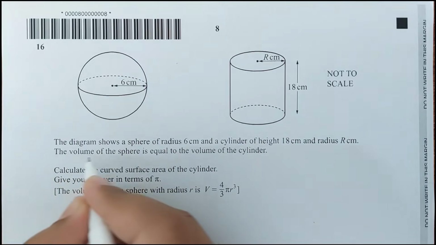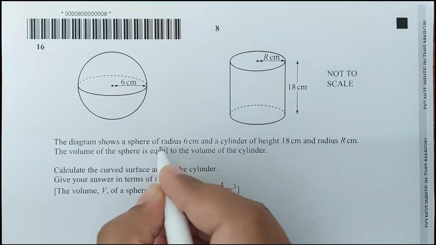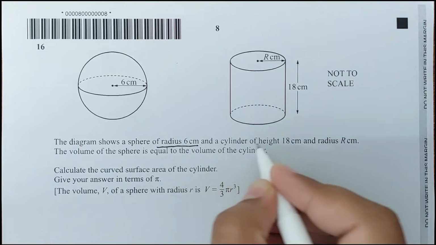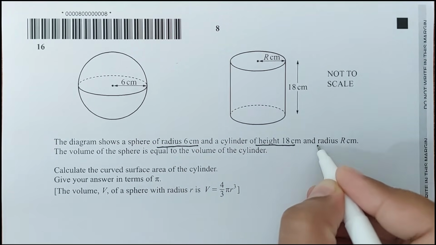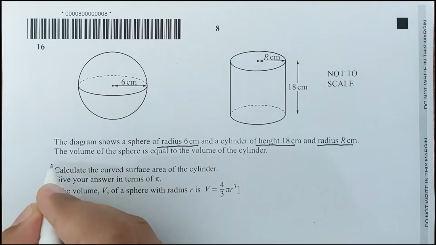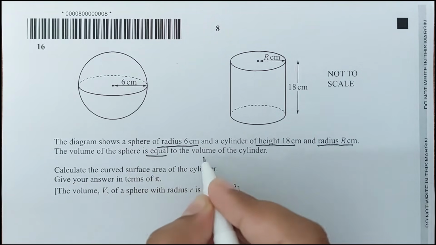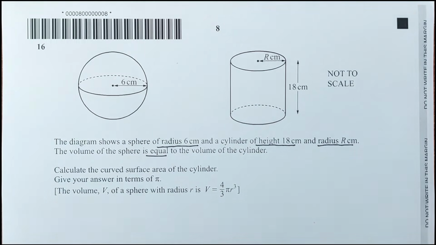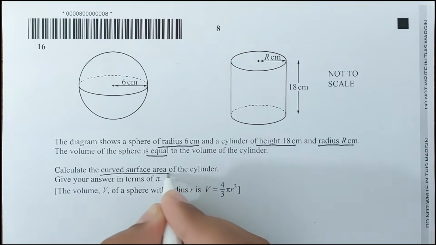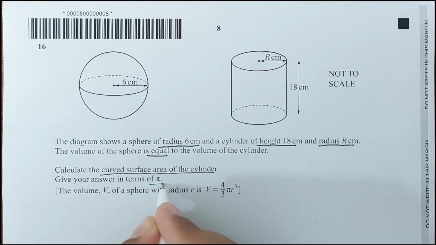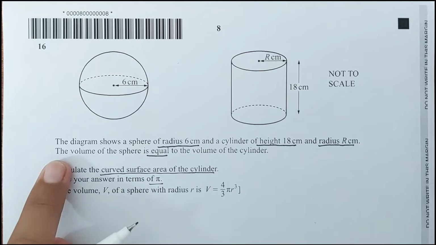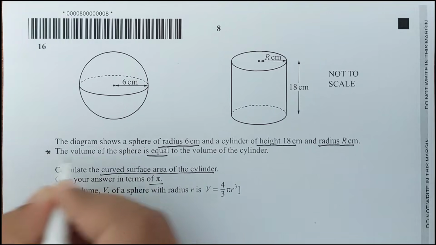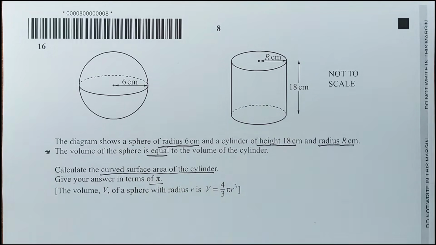Question number 16. The diagram shows a sphere of radius 6 centimeters and a cylinder of height 18 centimeters and radius r centimeters. The volume of the sphere is equal to the volume of the cylinder. Calculate the curved surface area of the cylinder. Give your answer in terms of pi. The volume V of a sphere with radius r is V equals 4 over 3 pi r cubed. So first we have to use the statement that the volume of the sphere is equal to the volume of the cylinder.